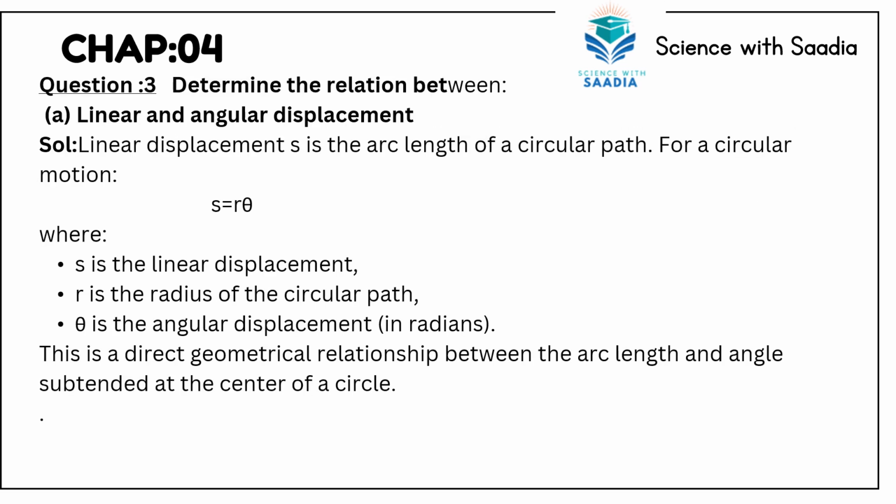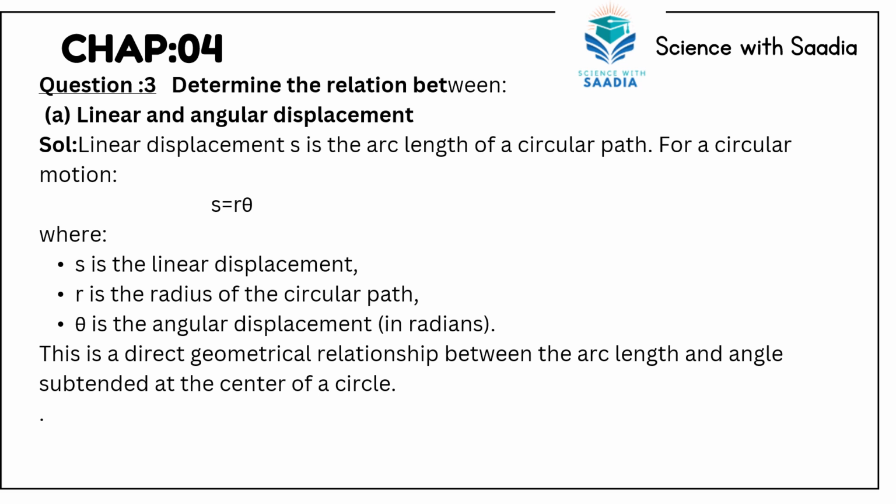Next question is, determine the relationship between linear and angular displacement. Linear and angular displacement can be determined by the relationship S = R theta. This is the direct relationship for the circular path, where S is the linear displacement, R is the radius of the circular path, and theta is the angular displacement. This is a direct geometrical relationship between the arc length and the subtended angle at the center of the circle.